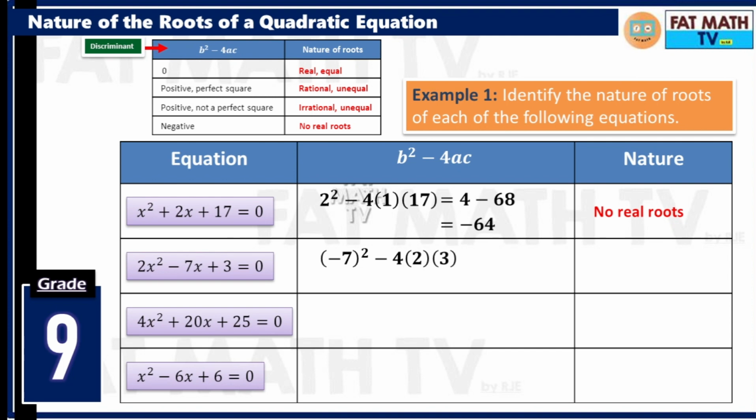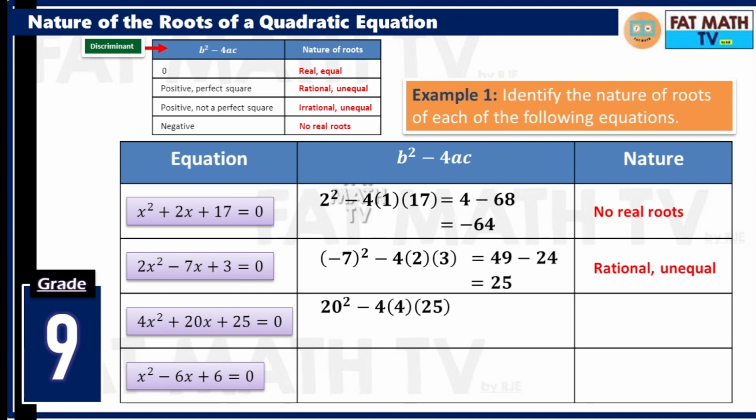Number 2, we have a is 2, b is negative 7, and c is 3. So b squared minus 4ac. Negative 7 squared is 49. Negative 4 times 2 times 3 is negative 24. 49 minus 24 is 25. And 25 is a positive number and a perfect square. Therefore, the roots are rational and unequal.